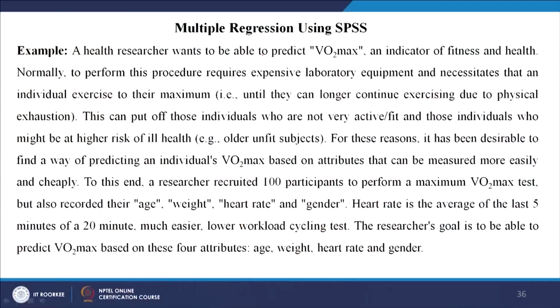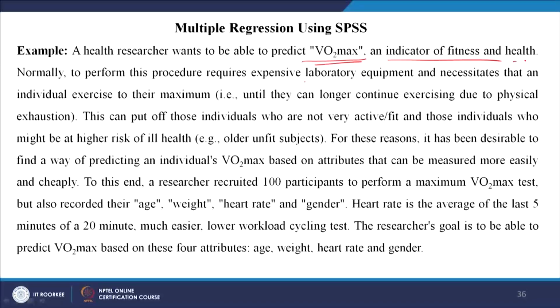Now, I will explain how to do it in SPSS. So, let us understand this case. A health researcher wants to be able to predict VO2 max. Earlier also we had used this case. VO2 max is basically the ability of the body to utilize oxygen during intense situations, which is an indicator of fitness and health. Normally, to perform this procedure, expensive laboratory equipment is required. So this is the case where 100 participants have been taken to perform a maximum VO2 test, okay.